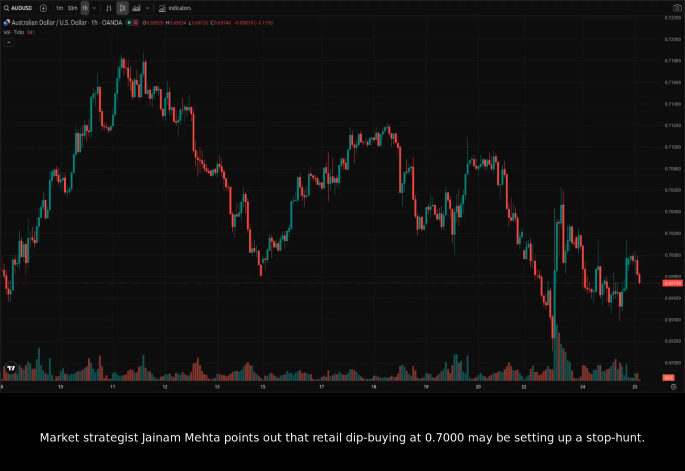Market strategist Janam Mehta points out that retail dip buying at 0.7000 may be setting up a stop hunt. This means we might see a fake-out move lower to flush out weak longs before any real recovery occurs. High-frequency traders are likely feasting on this intraday volatility, while longer-term players wait.